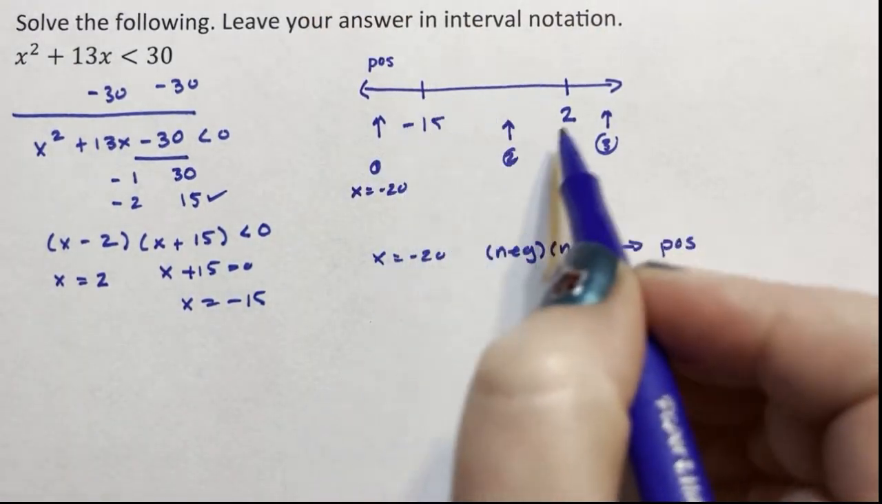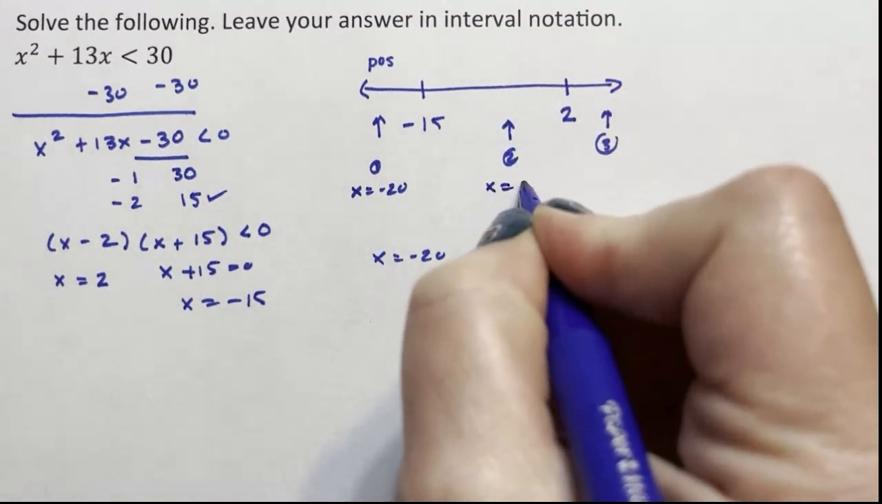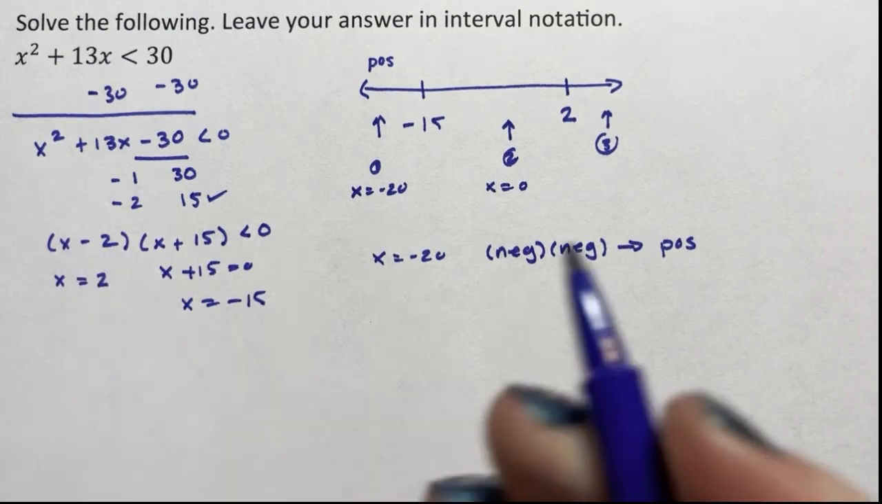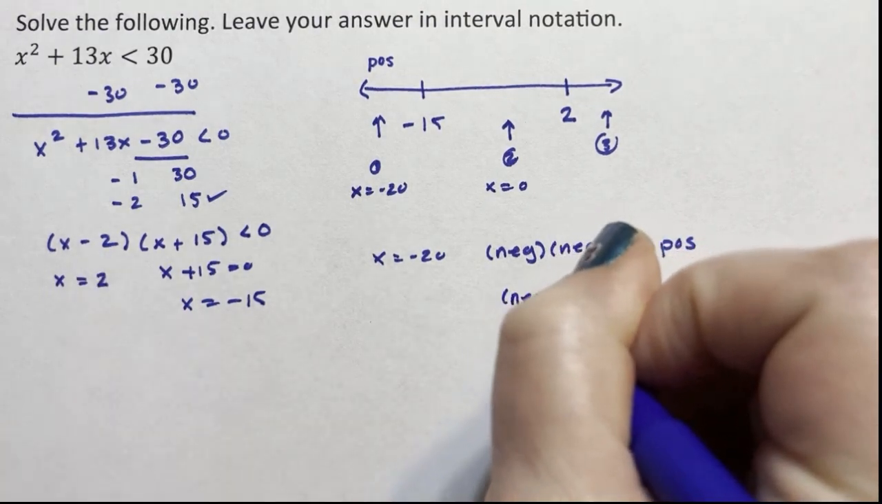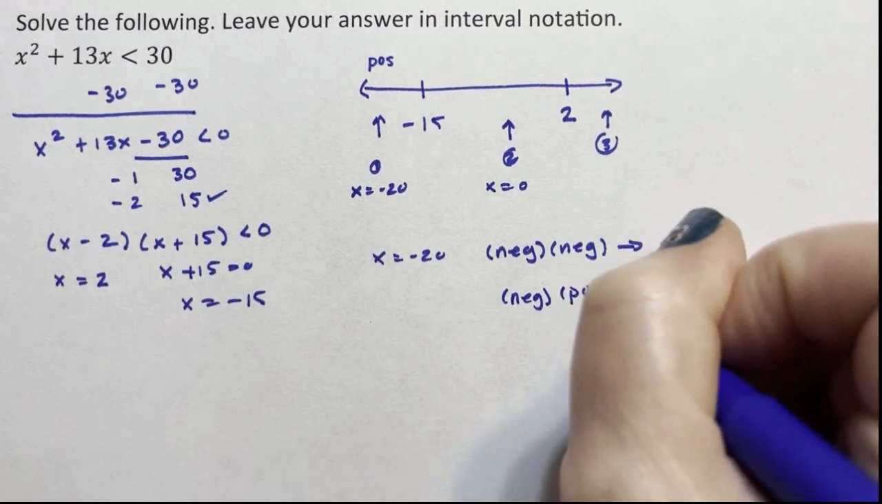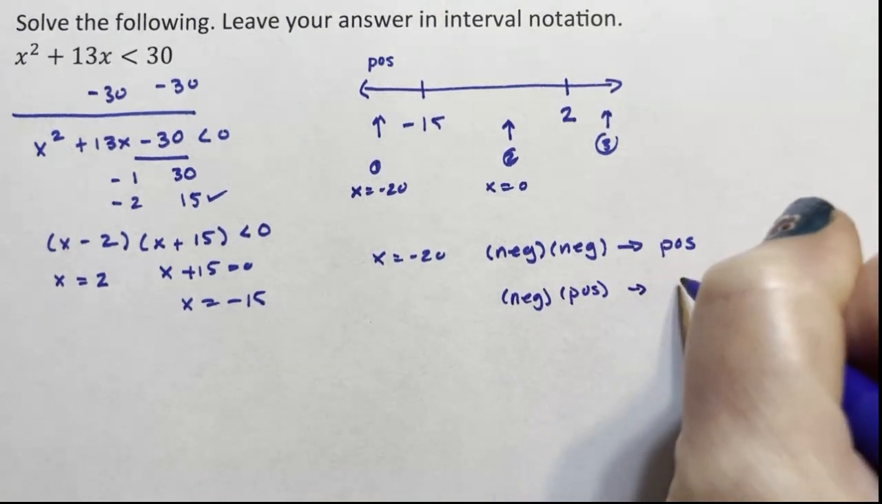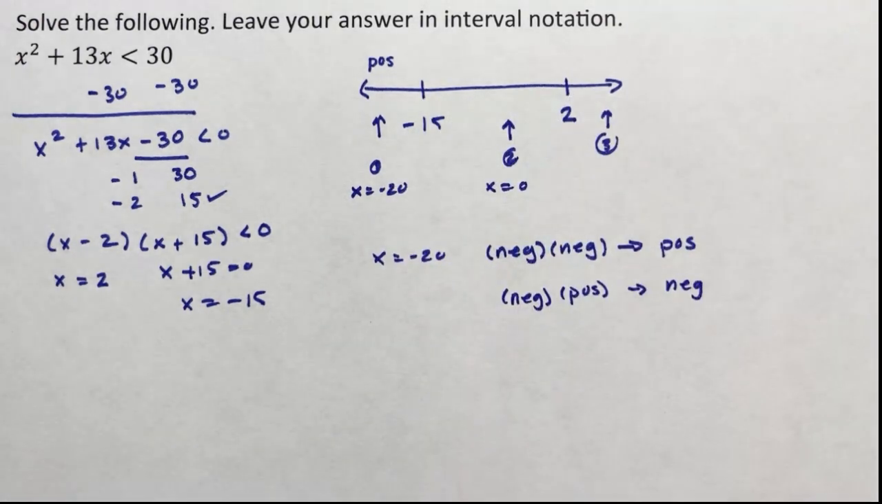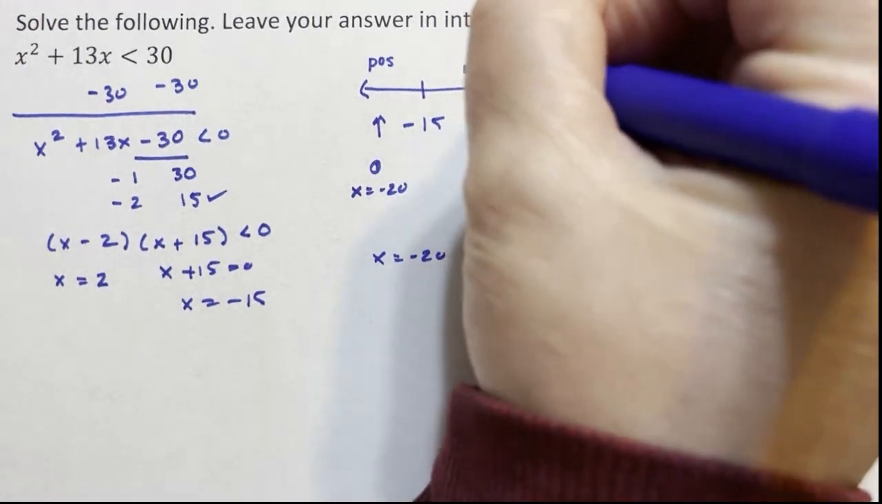I'm going to take something on this interval. I usually take 0 if I can, because 0 is simple. 0 minus 2 is negative. 0 plus 15 is positive. A negative times a positive is negative, which means everything on this interval is negative.